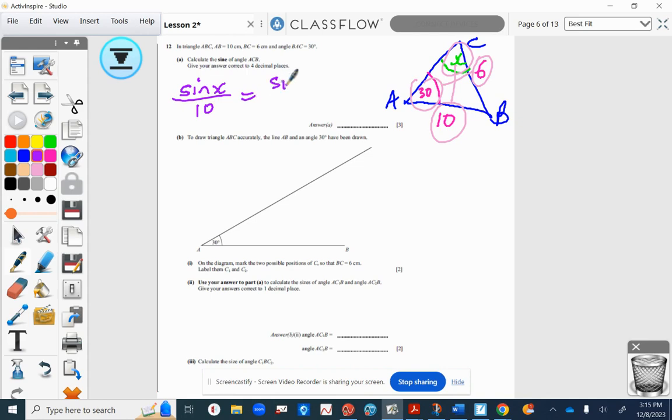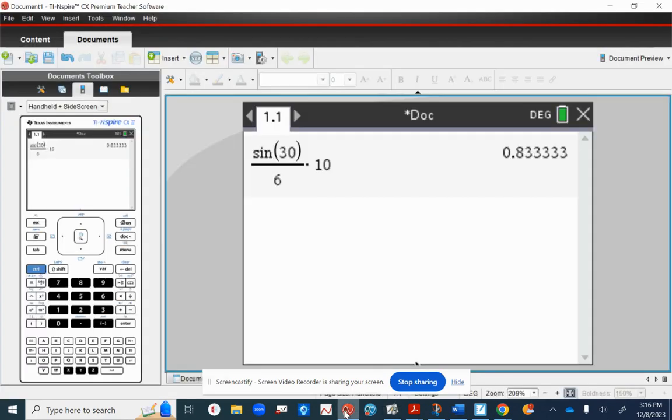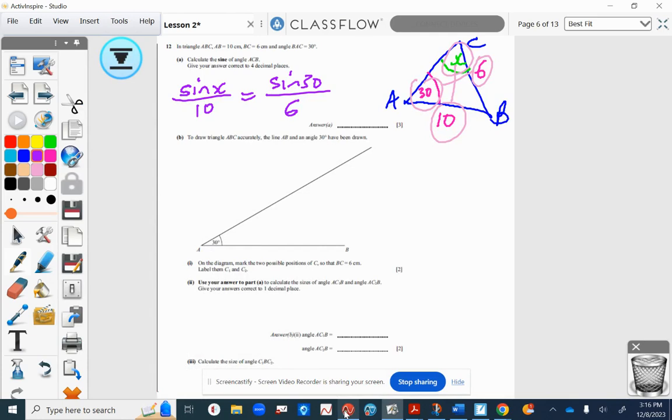equals sine of 30 over its opposite side 6. You would then rearrange that to find sine of the angle. So do 10 times sine 30 over 6, which I've already done here. So sine 30 divided by 6 times by 10 is 0.8333. Because they've asked you to do it to 4 decimal places, please read the questions carefully.